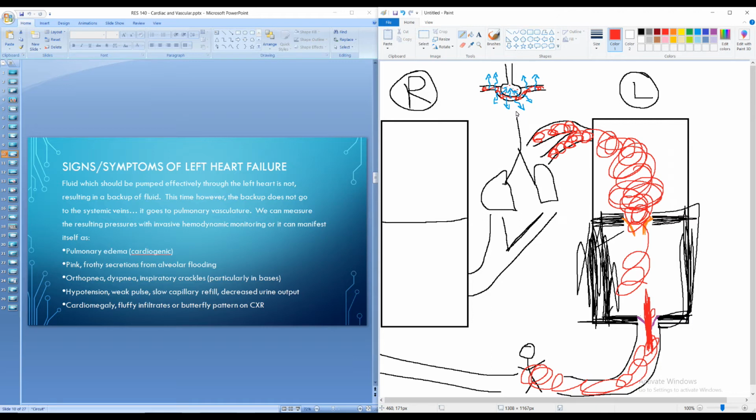What else do we see along with that? Patient complaining of orthopnea. So that's just another PNEA word that we have to be familiar with. So orthopnea, describing that it is very difficult for your patient to catch their breath when they lay flat.